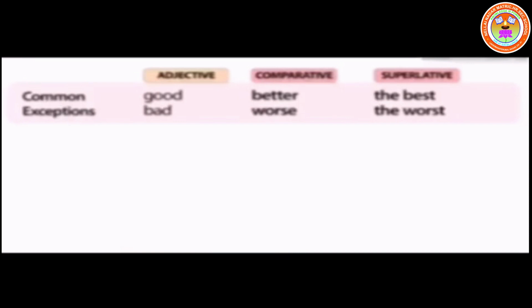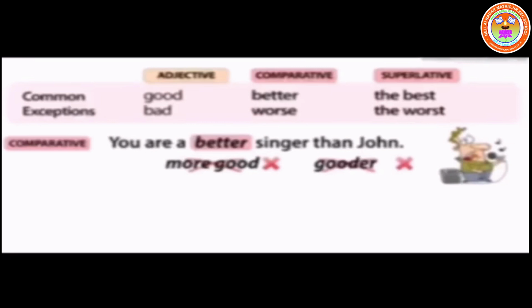Of course, there are always exceptions in English. We have an exception for the adjectives good and bad. For good, the comparative is better. The superlative form is the best. For example, you are a better singer than John.